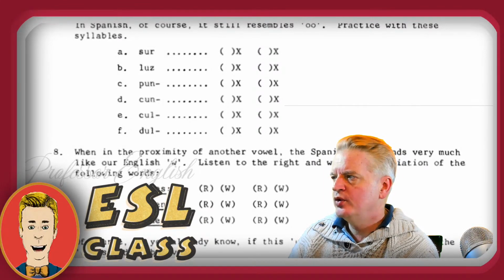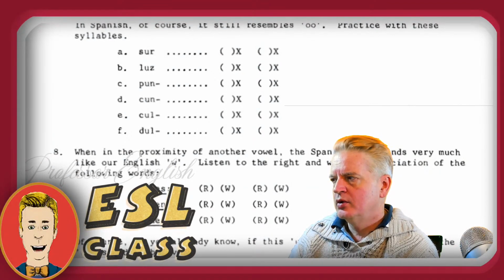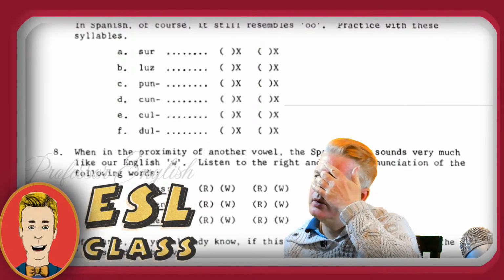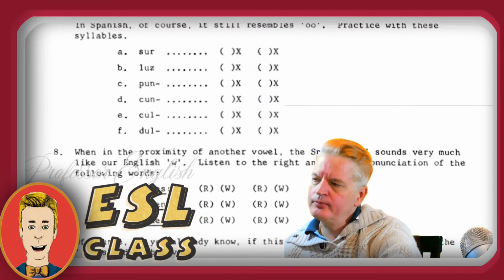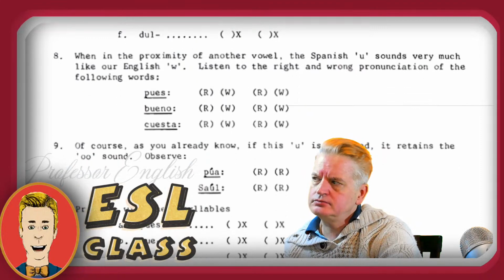C. Pun, un, pun. D. Kun, kun. E. Kul, kul. F. Dul, dul.